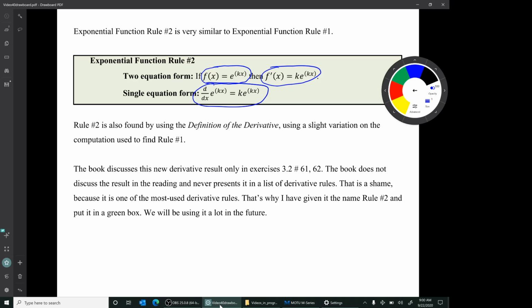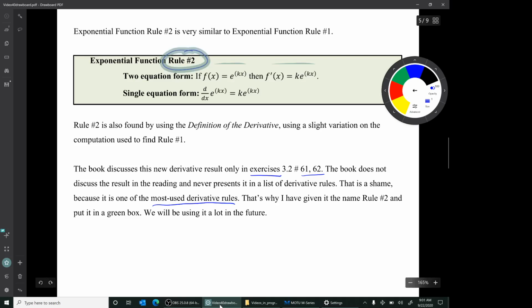Now, rule number 2 is also found by using the definition of the derivative, using a slight variation on the computation that's used to find rule number 1. The book discusses this new result only in exercises in 3.2, number 61 and 62. Those aren't even in the MyLab system, so you won't see them. The book doesn't discuss this result in the reading, and it never presents it in a list of derivative rules. That's too bad because it's one of the most used derivative rules. That's why I've given it the name rule number 2, and I've put it in a green box because we'll be using it a lot in the future.